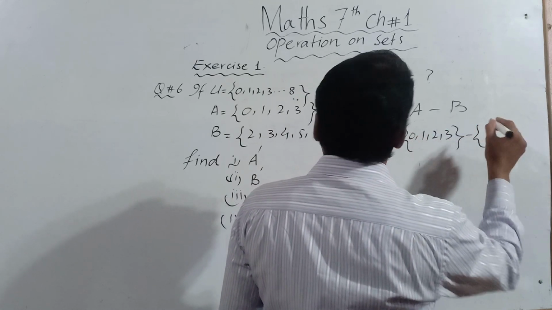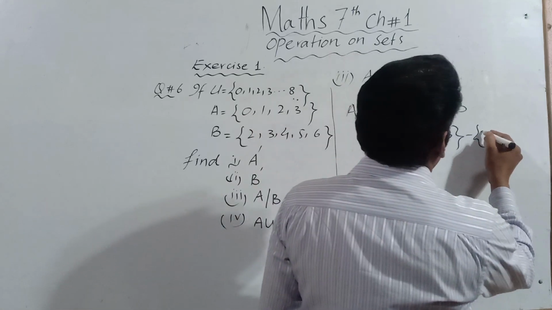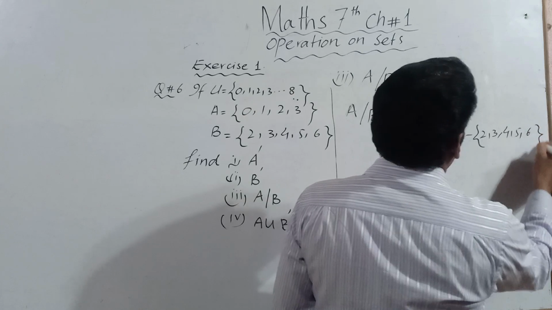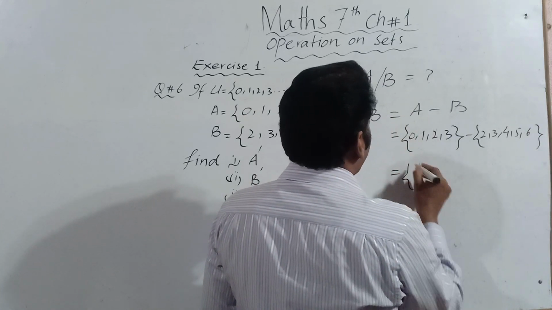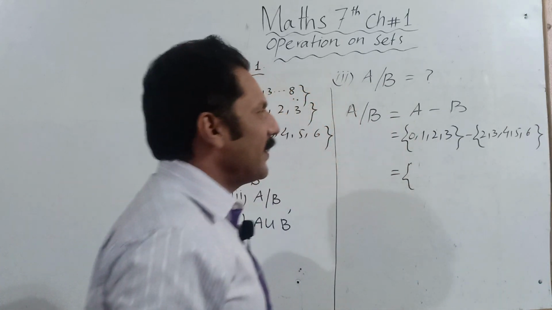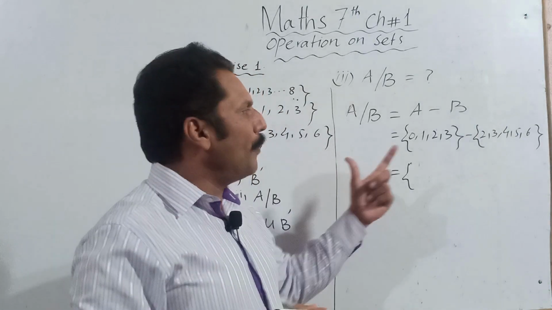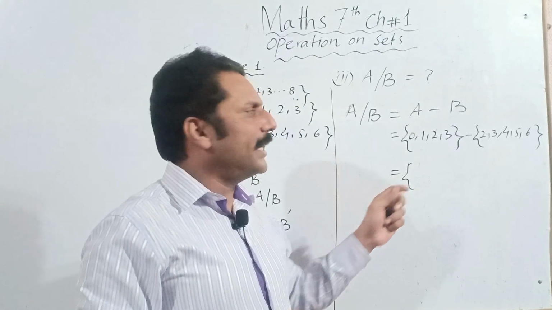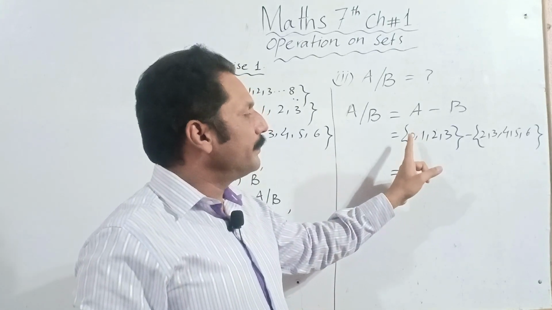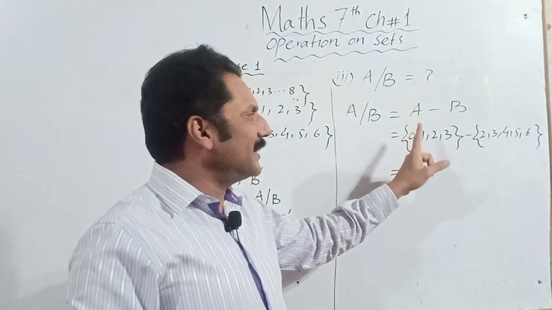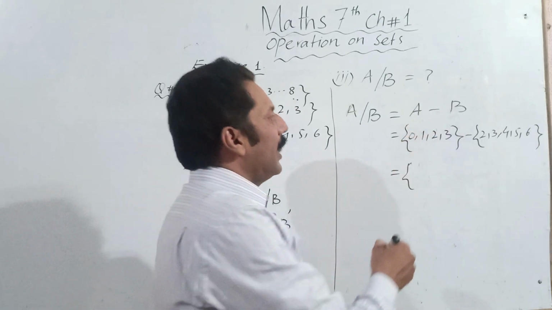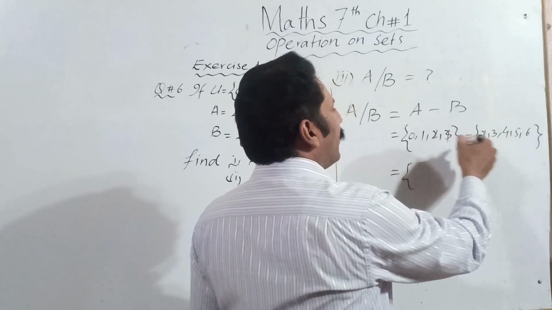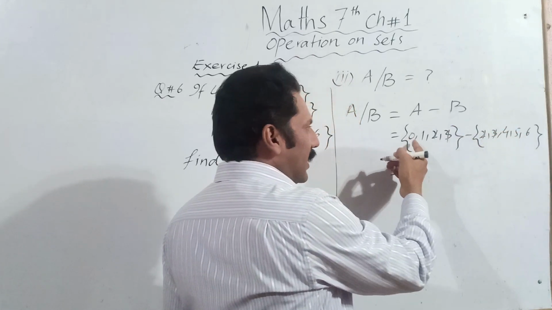Minus sign. B: 2, 3, 4, 5, 6. Okay, now the same method as we have already done in the complement. The elements which are same we will not write, but the elements which are not same in the first set we will write. So 2 is same, 3 is same. So our answer is 0 and 1.